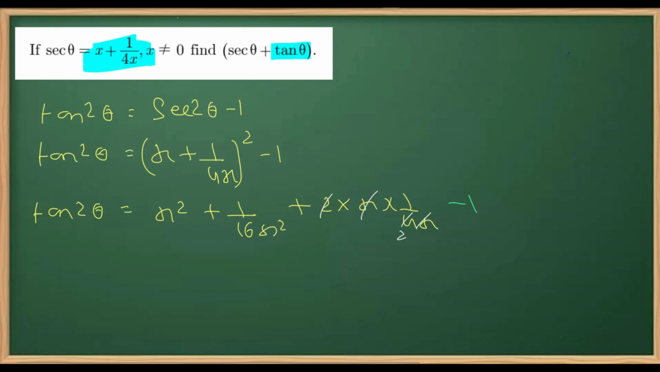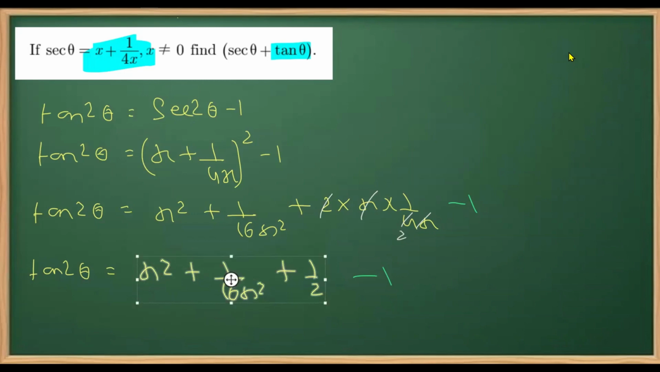So let's write it again. This is tan square theta is equal to x square plus 1 over 16 times x square plus half minus 1. Now you have to figure out that this is what we have obtained from the expansion of this, right? This is what you have to keep in mind, because the next step is what I'm going to apply this as. This is tan square.